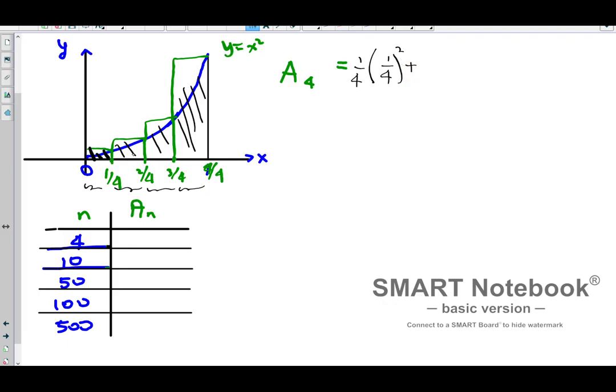And for the second rectangle, the base is 1 over 4. To get the height, we plugged in 2 over 4 into the function. So this is the squaring function. So that's how we get the height.